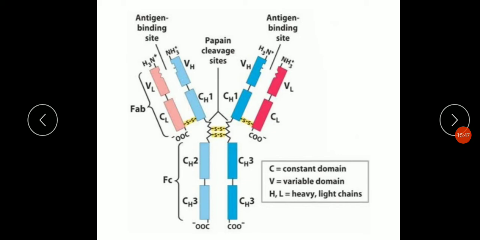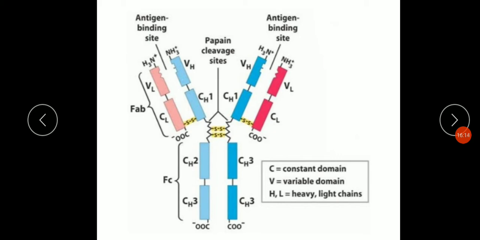Now the portion of the antibody that binds the antigen is the variable region. So here you see the variable region is actually the place where the antigen binds. Here you can see the antigen binding site. So the portion of the antibody that binds with the antigen is the variable region, that is the amino terminus. At this place the antigen binds.